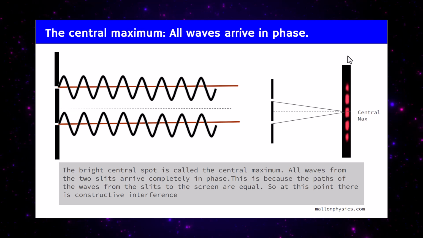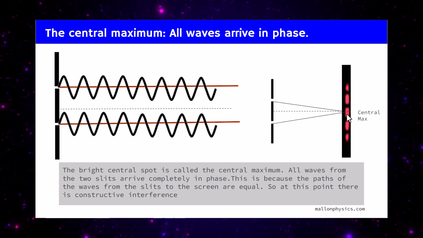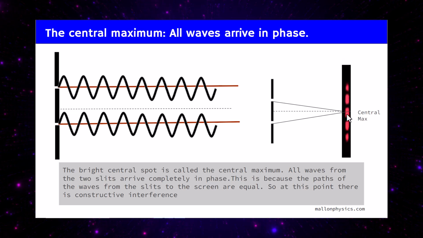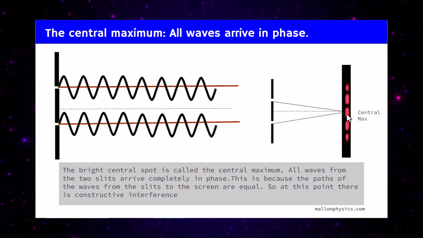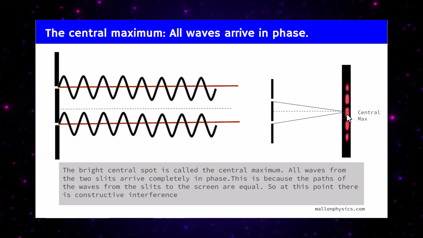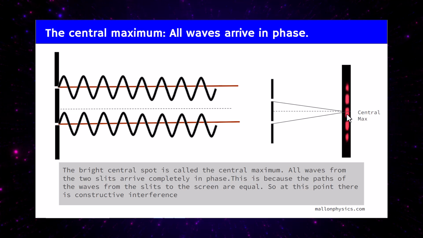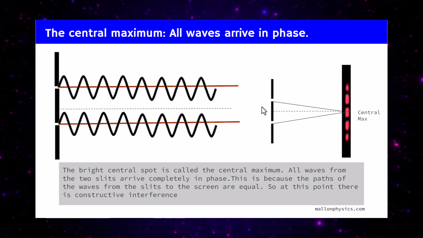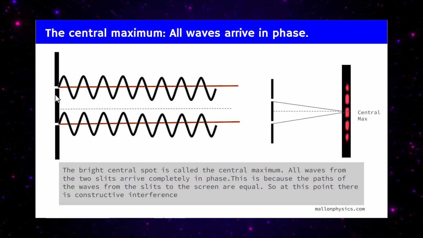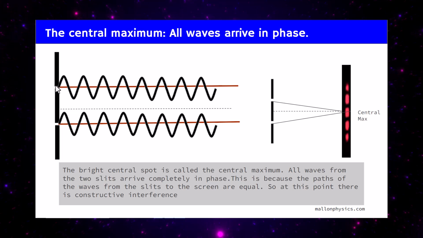Now, if we concentrate on the central maximum, that's the first central bright spot there, we can describe that in terms of these diagrams. Now, these diagrams are mocked up diagrams. They're not true to size. Remember, we're dealing with very, very small wavelengths, very, very small gaps in the diffraction grating. In this case, we only get 2 gaps in this diffraction grating.